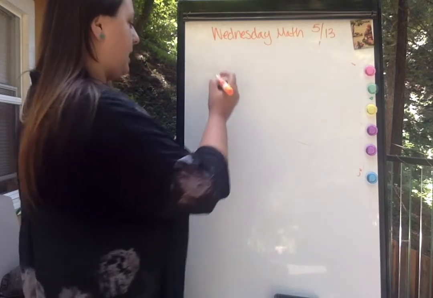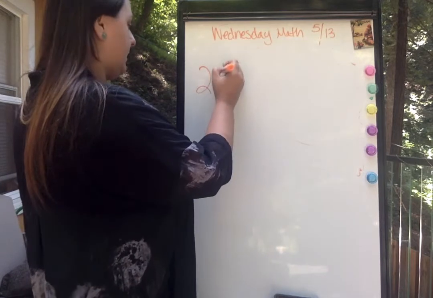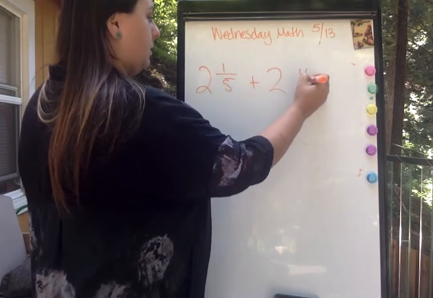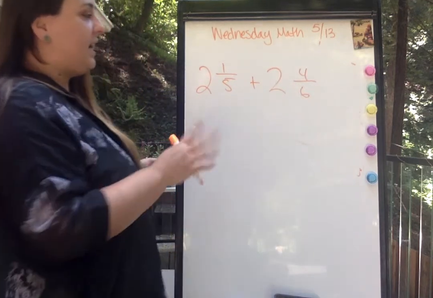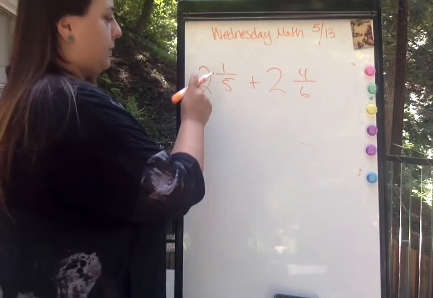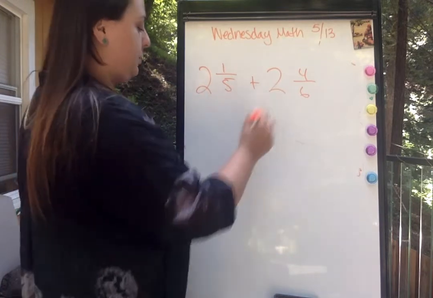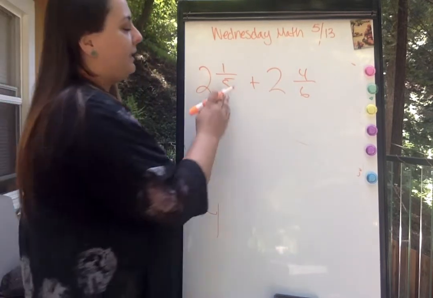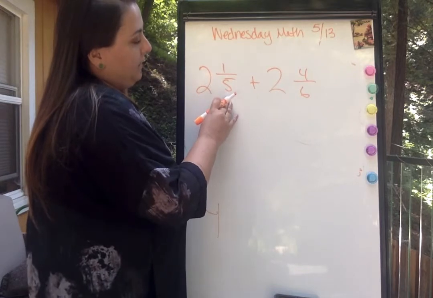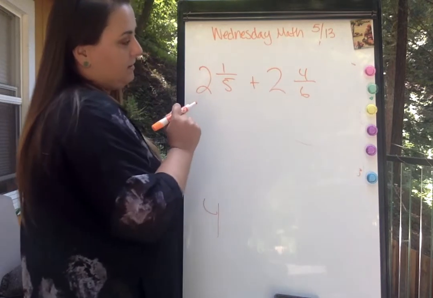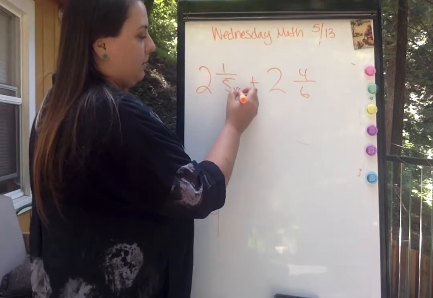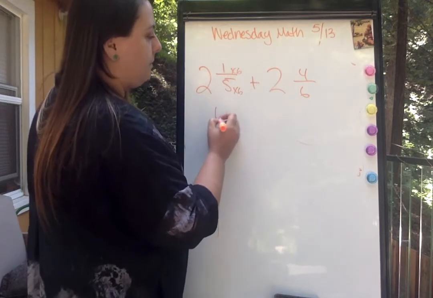Okay, so we've got some mixed number addition. First thing I want to do is to add the whole numbers. So 2 plus 2 is a big 4. Okay? Now I've got this 1/5 and this 4/6. So I know that I can just times these by each other. Whatever I do to the bottom, I do to the top.